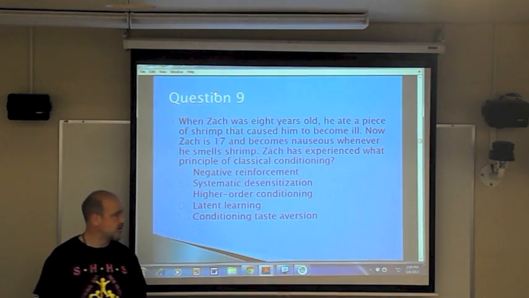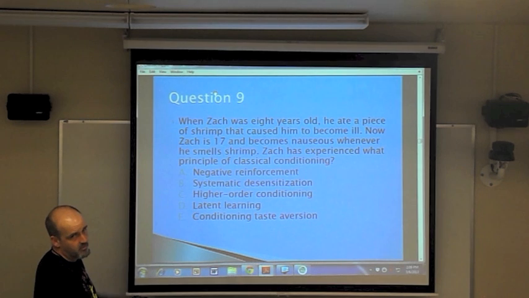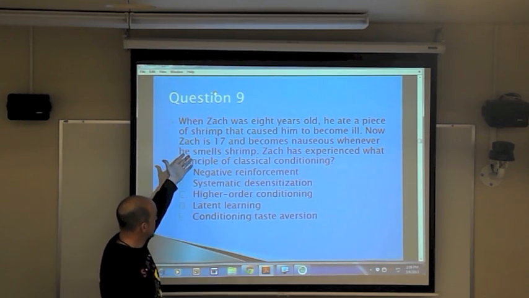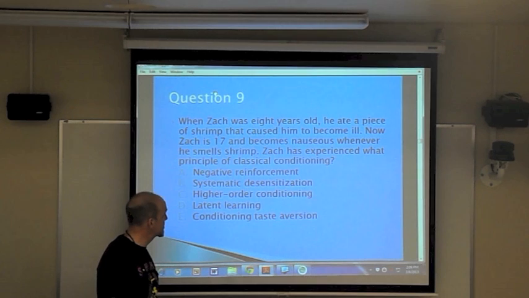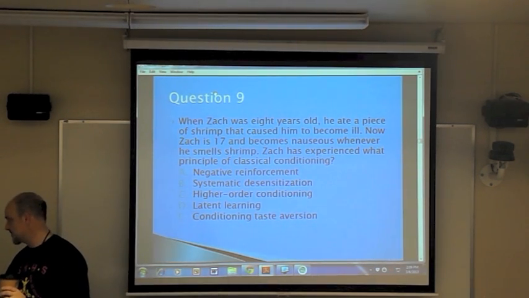Now, when Zach was 8 years old, he ate a piece of shrimp. That caused him to become ill. Now Zach is 17 and becomes nauseous whenever he smells shrimp. Now remember, shrimp before never did anything to this poor kid. Zach has experienced one principle of classical conditioning. And most of you say, well, that's conditioned taste aversion. Yeah, exactly. What he did was, okay, the shrimp was a neutral stimulus. It got obviously laced with something bad. And now poor kid associates shrimp with throwing up, which we know shrimp doesn't automatically make you do.